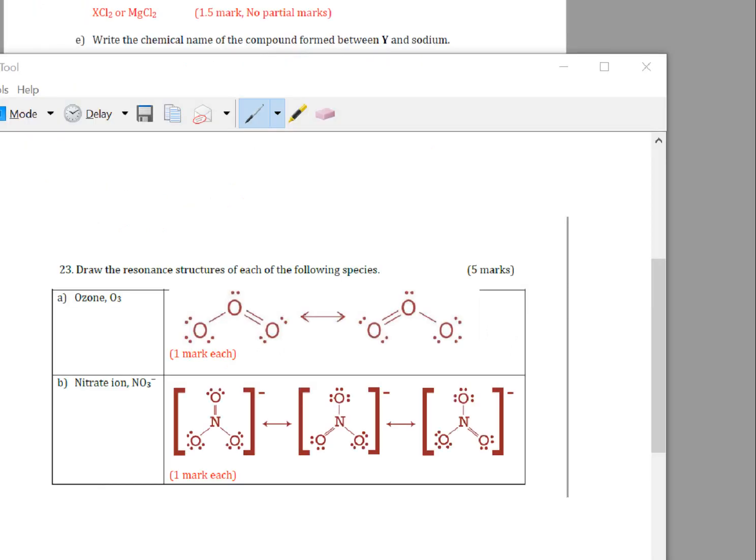This question is asking to draw the resonance structure for some molecules like O3 and NO3, and we have discussed it before. The double bond, you are going to change its position, and while you are changing the position, remember to change the number of electrons around oxygen atom. In the same way, you are going to practice drawing NO3 with changing the position of the double bond. Thank you.